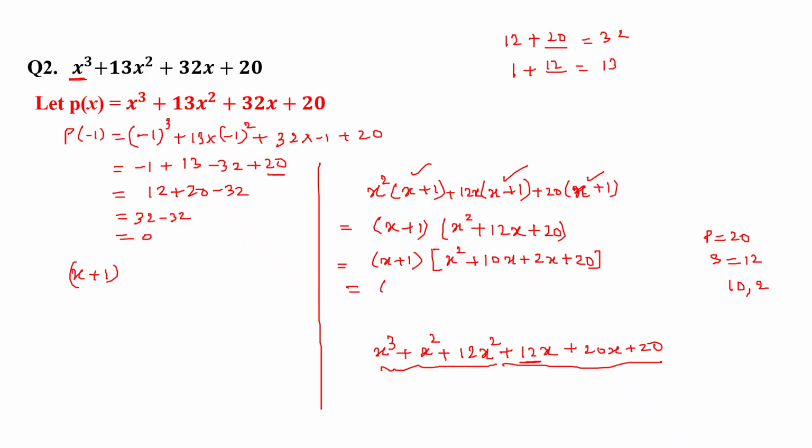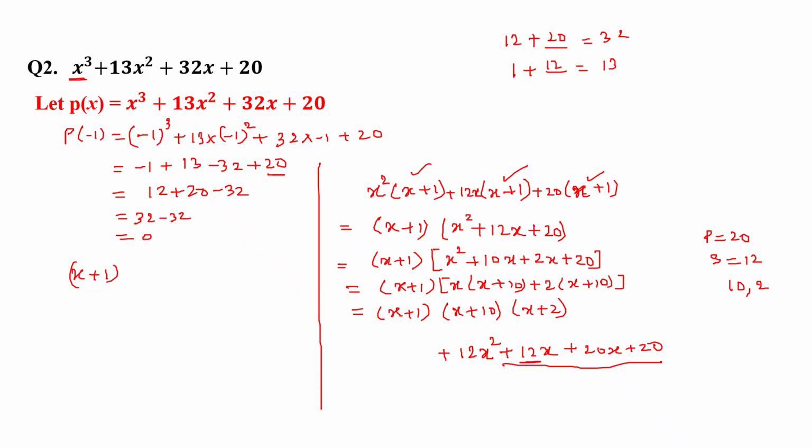Now next step, x plus 1. Now x you can take common, it will be x plus 10, plus 2, again x plus 10. So from here you will get x plus 1, and take x plus 10 common, so it will be x plus 2. If you rearrange it properly, the factorization of this polynomial will be x plus 1, x plus 2 and x plus 10. So this is your factorization.